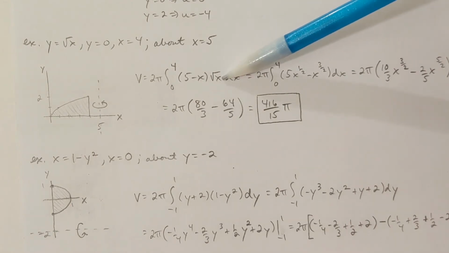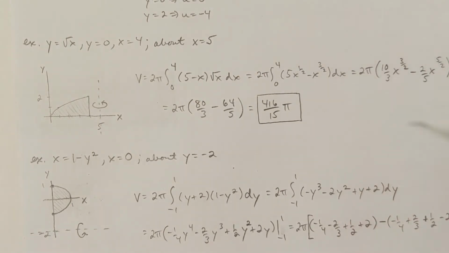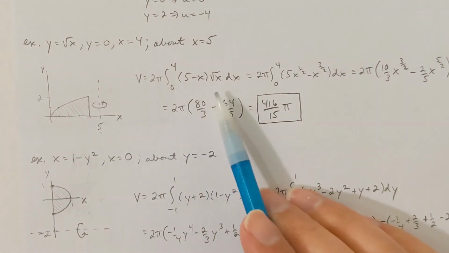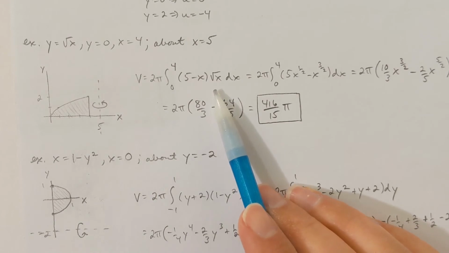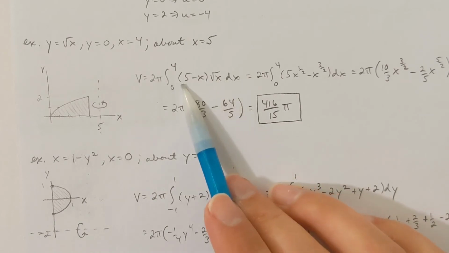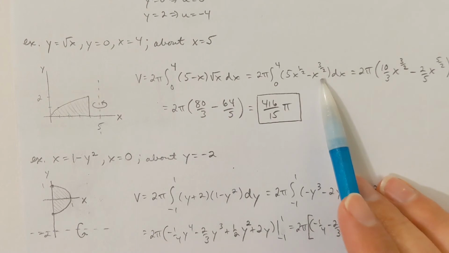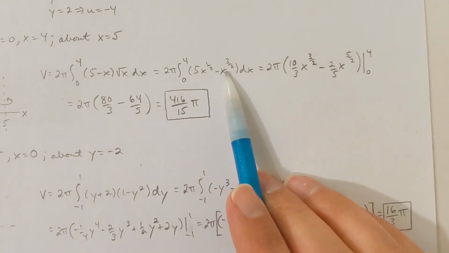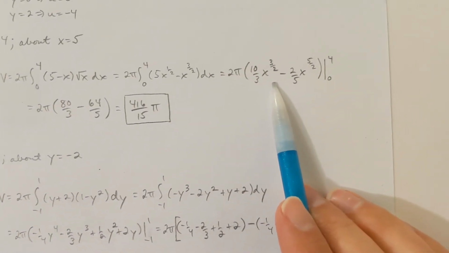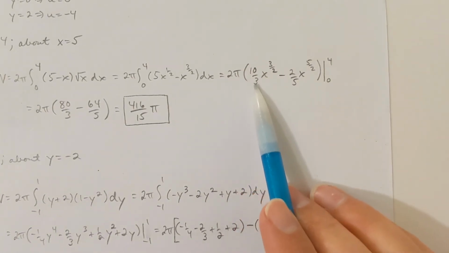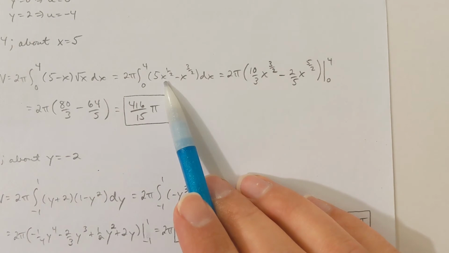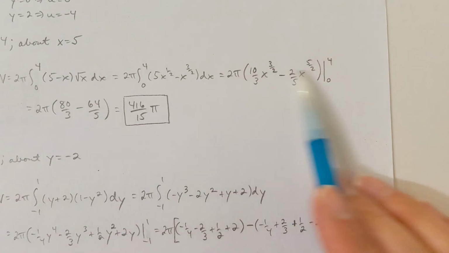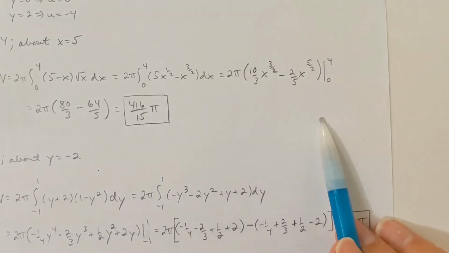Times the function. The function that we're working with here is the square root of x. When you distribute root x into these two terms, I'm using fractional exponents so I can use the reverse power rule on the next line. 2 pi times 10/3 x to the 3/2 minus x to the 5/2 times 2/5. We're evaluating that from 0 to 4.